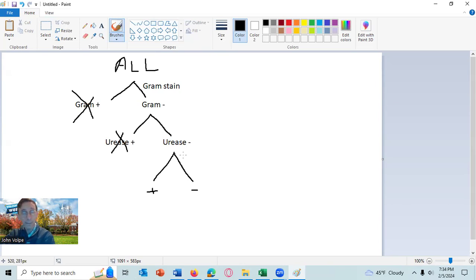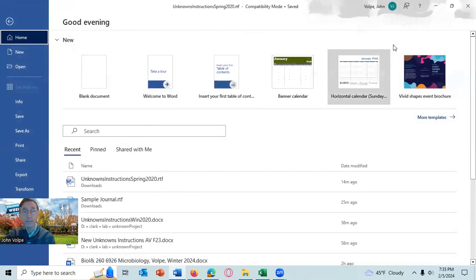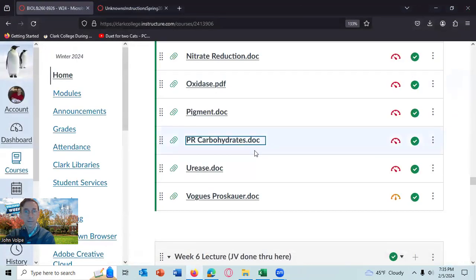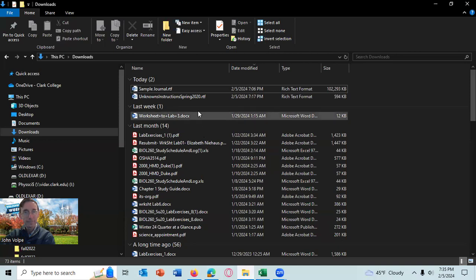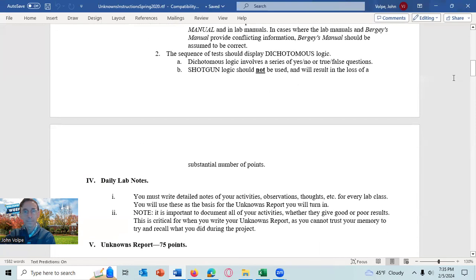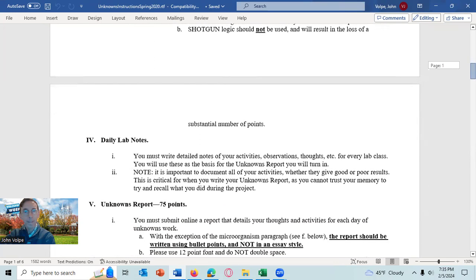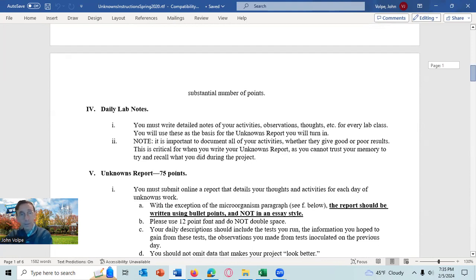Did everyone see that? Dichotomous because the tree is always branching by two. And you're discontinuing one branch and following the other branch. Meaning you will be doing one test at a time if you're following dichotomous logic. If you don't do dichotomous logic, you'll receive a penalty.